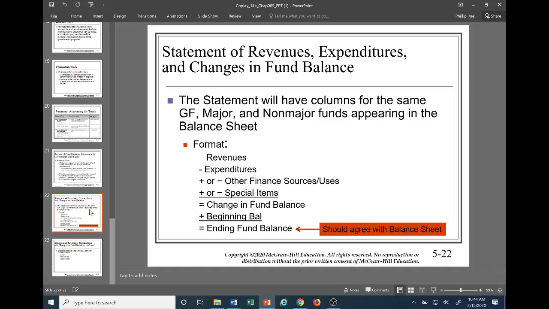Plus or minus other financing sources or uses. So what is this line item? What are other financing sources? Transfers. It could be a transfer, and what else? Remember, there's only two things. It could be a transfer in or the long-term issuing or incurring of debt. So that's what this line item deals with. What are uses? Remember, it's only one item. Transfers out. Yep.